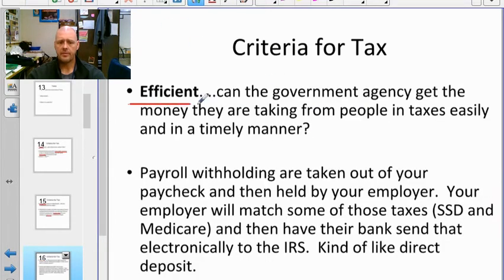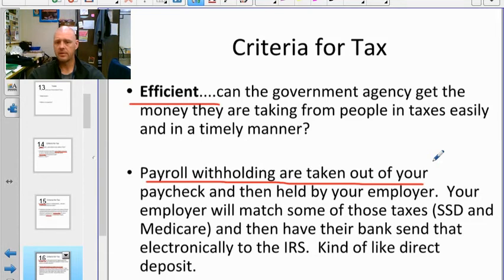Our third criteria for tax: is it efficient? Is it easy to collect the tax in a timely manner, right? And your payroll withholdings are an example of that. Your employer takes it from you, holds onto it, sends it off to the government either every month or every 3 months, depending on the size of their company. That's efficient, right? If it was you needing to write the check to the IRS every month, that's probably not very efficient, because how many of us would go, boy, we're a little tight this month. I don't know if I can afford to write that check to the government, right?